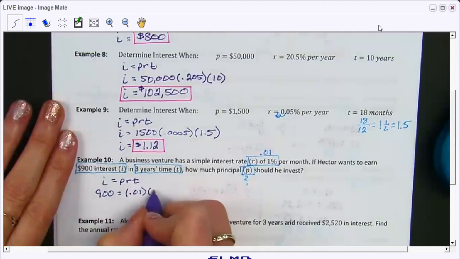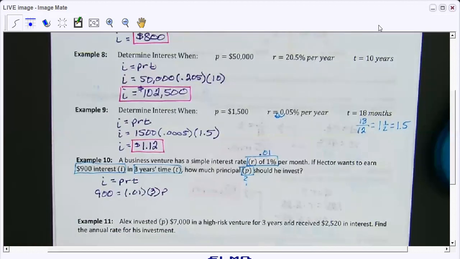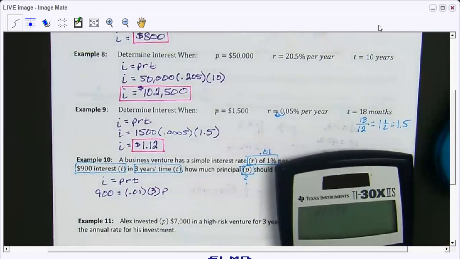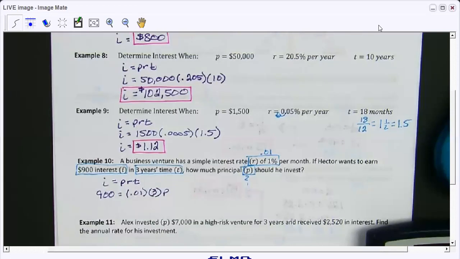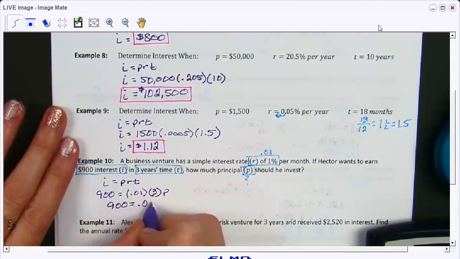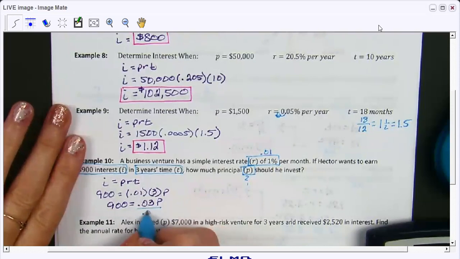My time is 3 years, and then my principal goes at the end. I don't know what that is yet. Okay, so we're going to multiply 0.01 times 3. Really don't need a calculator for that. And we get 900 equals 0.03p. Okay, and now we're going to divide both sides by 0.03.